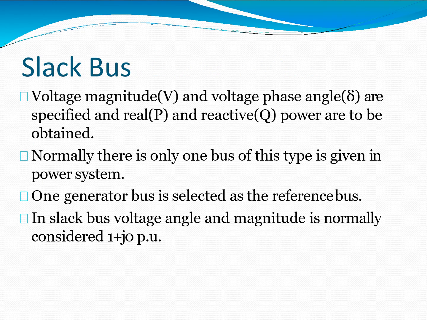And the last bus is called the slack bus. Here voltage and delta are known, and active power and reactive power are unknown quantities. Normally there is one bus of this type in a power system. One generator bus is selected as the reference bus. In the slack bus, the voltage is normally considered as 1 plus j0 per unit.